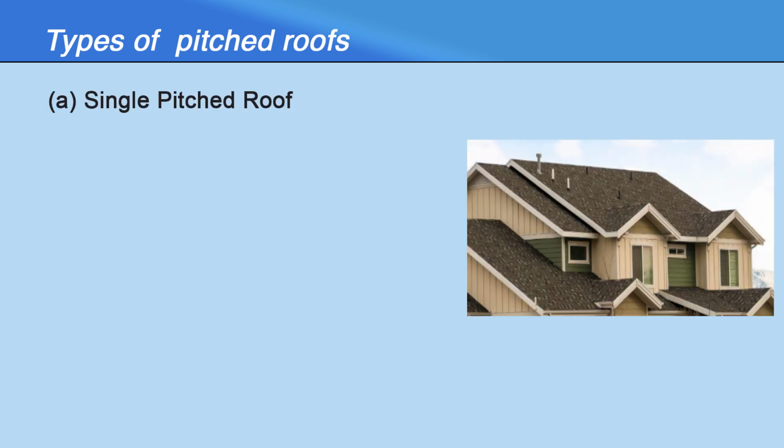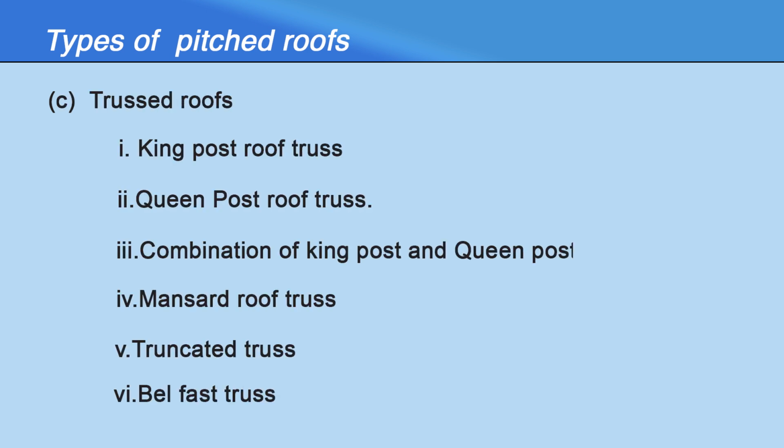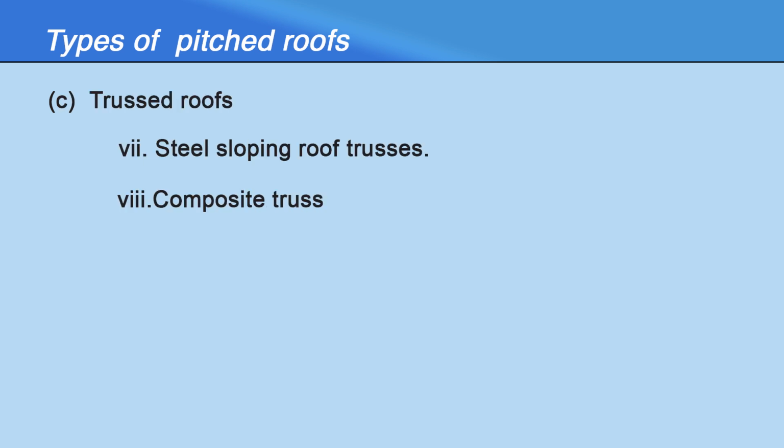Single pitch roof is further classified as lean-to roof, couple roof, couple close roof, collar beam roof, collar and scissor roof. Truss roof is further classified as king post roof truss, queen post roof truss, combination of king post and queen post truss, mansard roof truss, truncated truss, Belfast truss, steel sloping roof truss and composite truss.